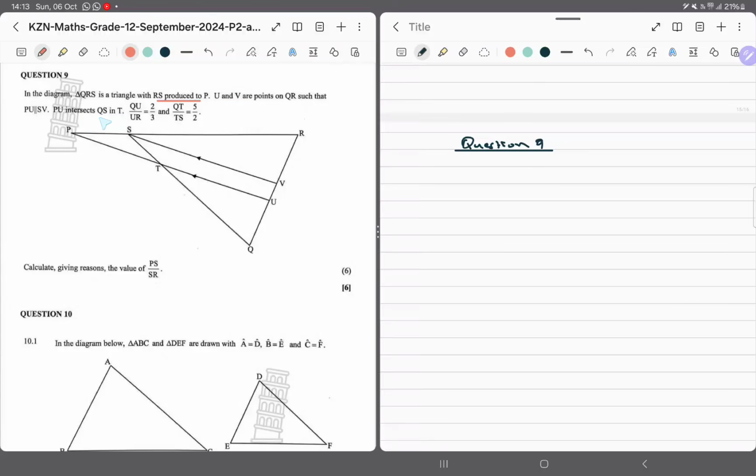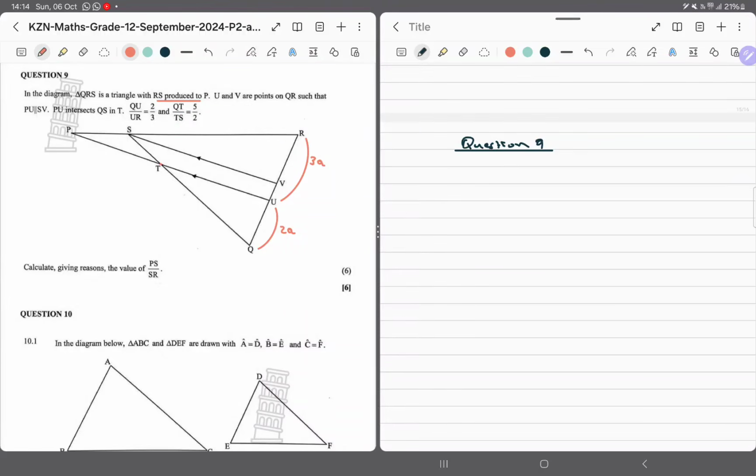We are told here that PU intersects QS at T. Okay, nice. And then we're told QU, this guy right here, over UR, that dude right there, is 2 over 3. So this means this is 2A. So choose a variable here to keep this in proportion. Be careful, these are not units. So this is 2A. Then that is going to be 3A, okay? Please don't just write 2. You will die because you'll think those are units. No, it's not the case.